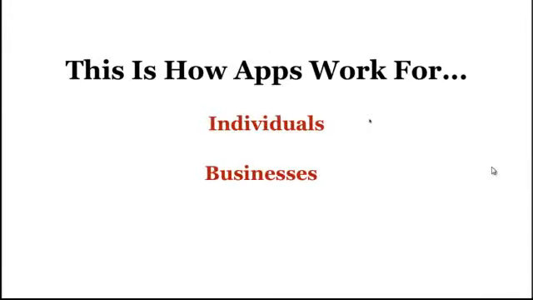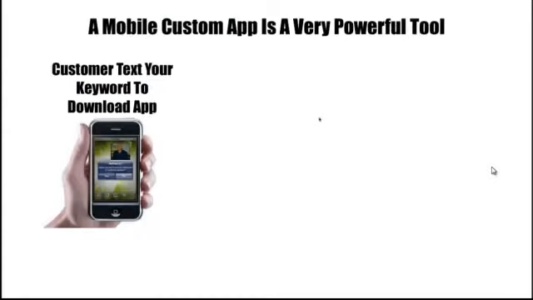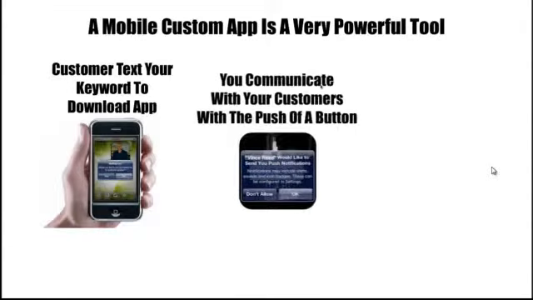So what I'm going to do right now is explain to you how apps work for individuals and businesses. A mobile custom app is a very, very powerful tool. When you get what we call professional services apps, which Global Apps Network specializes in, it's essentially an extension of you, like yourwebsite.com. If you're speaking at an event, you could tell people to text the number 72727 to download the app, and immediately a link would come to that person's phone, and they'd be able to click on either the Apple link or the Android link. We'll get into more details about how this works, but this is what happens.